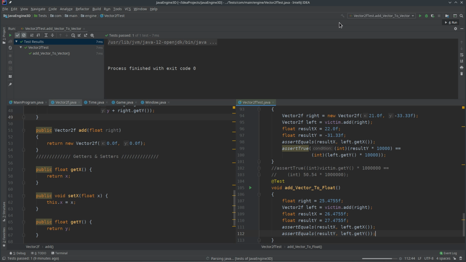Just going to build first. Okay, we're alright with that. A run. Oh, good. 26.4755 is the expected result, and the actual result is 0, which is correct. And how do we add these together? So let's fill these in.